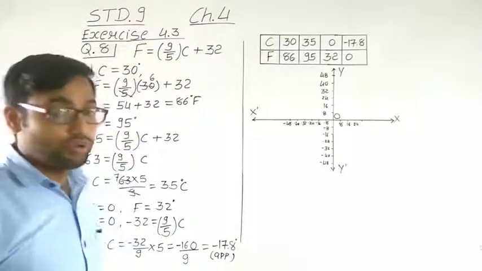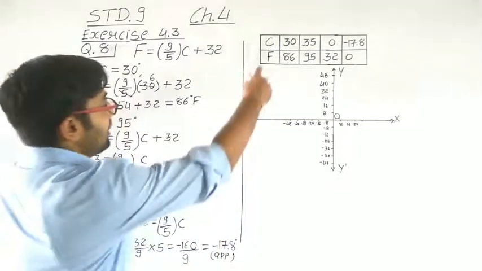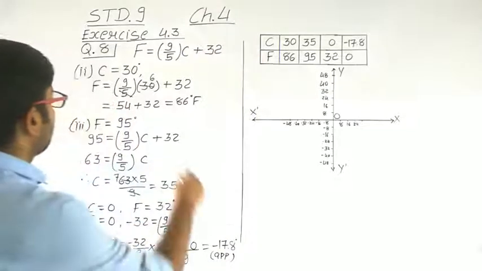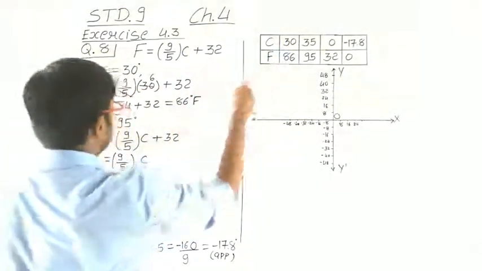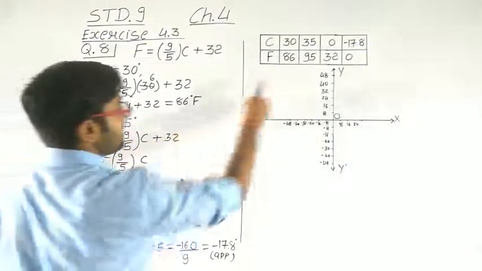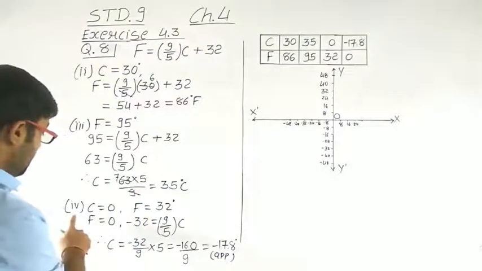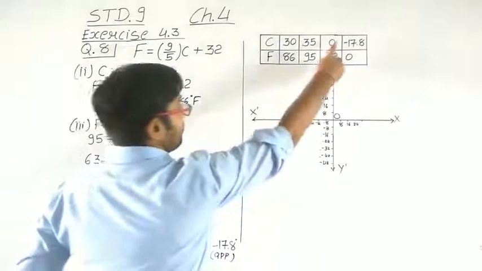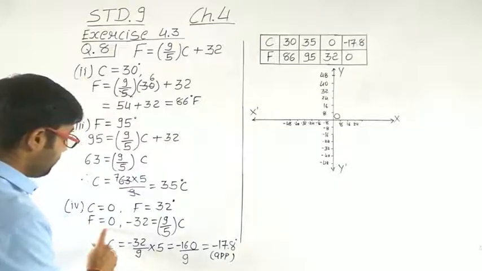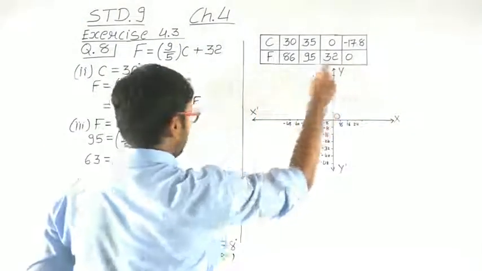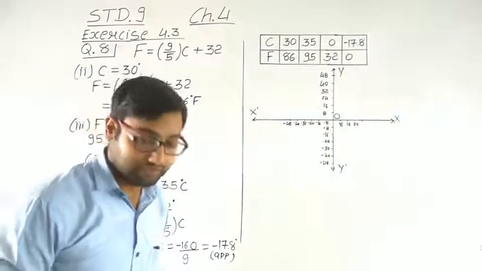So now to draw the graph that we were asked in the first question, we must have the values of C and F. So see, first we were given C is 30, we get F is 86. Second, F is 95, we get C is equal to 35. Third, if C is equal to 0, we get F is equal to 32. And for the fourth value, if we take F is equal to 0, we get C is equal to minus 17.8.